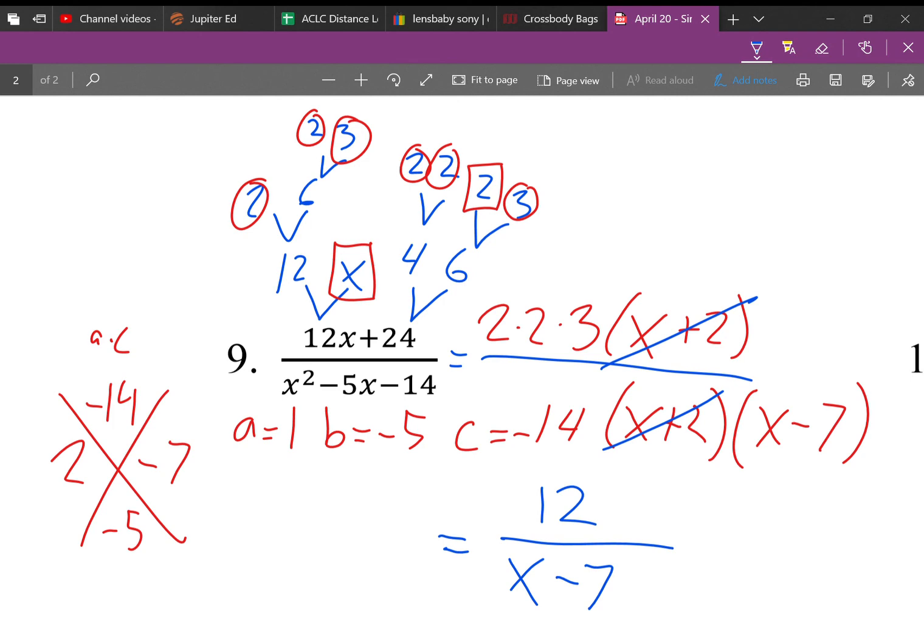Again, the idea is pretty simple. Factor the top and bottom, and then cancel out things that match. All right, hopefully that's okay. That's how you're going to do 9 through 12.